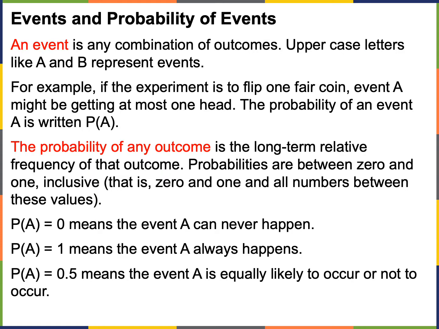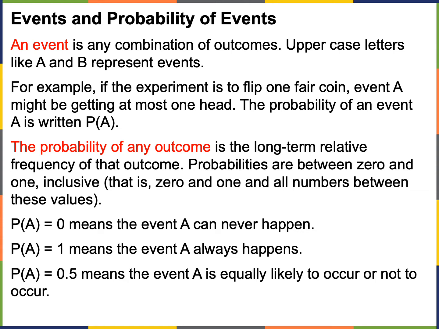All right, so what's an event? An event is any combination of outcomes. Usually we denote events with uppercase letters like A or B. For example, the experiment is to flip a coin, and event A could be getting at most one heads. The probability of an event A is written P of A. Now, it's not P times A, it's P of A. It's the probability of the event occurring.